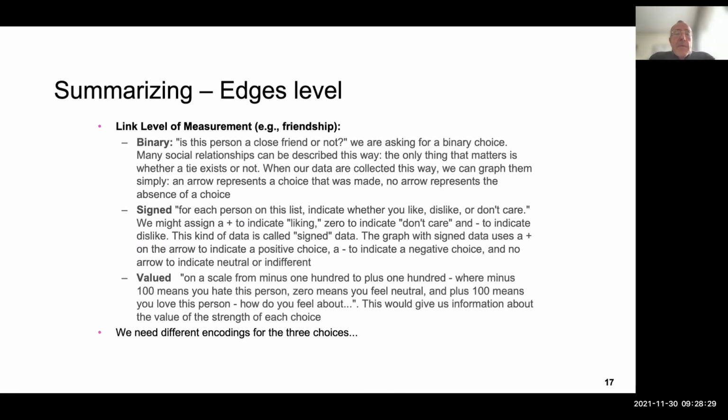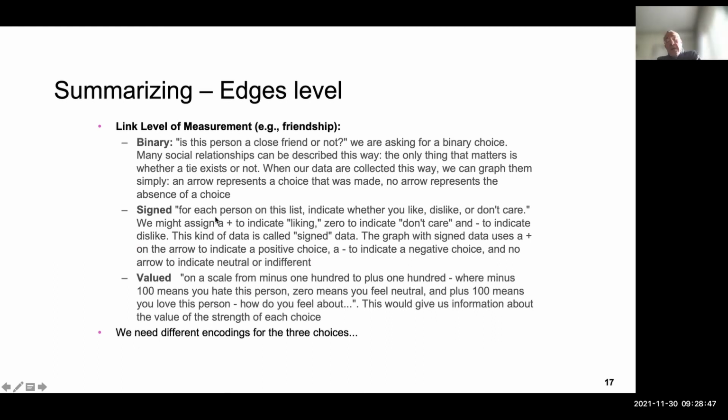Summarizing, we have different levels of edges. They can be binary: are you a friend or not? This can of course encode a different kind of relationship. This is binary, yes or no.